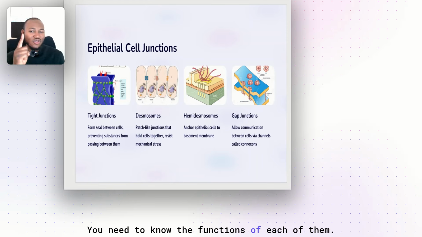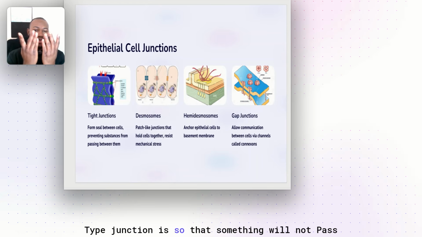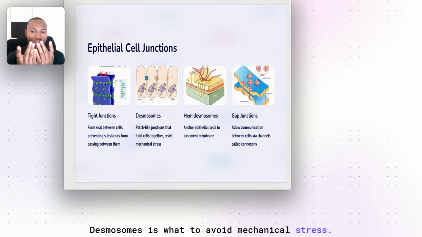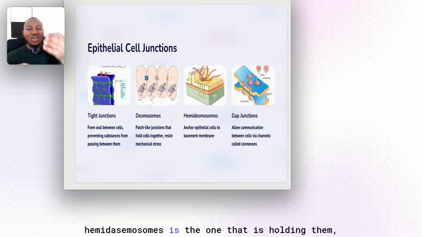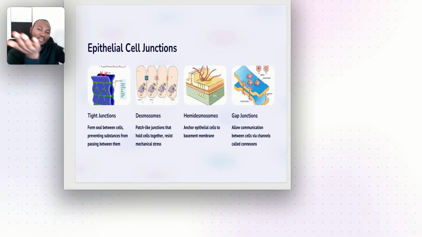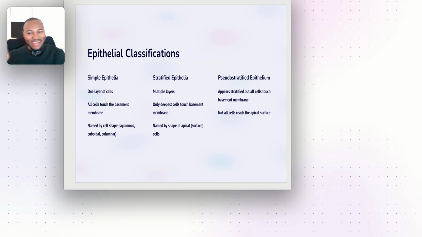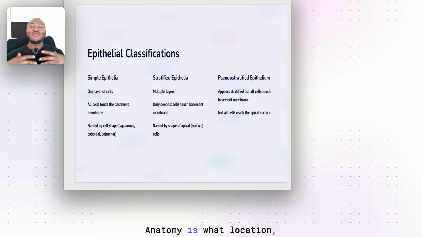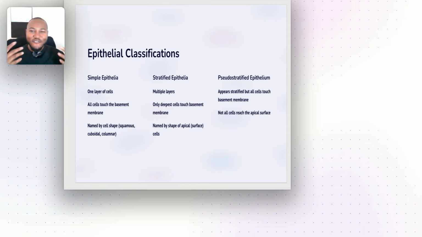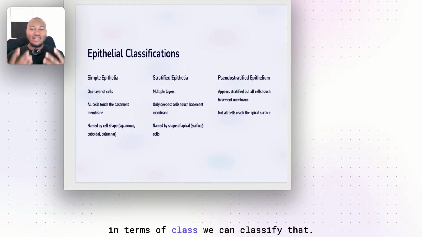You need to know the functions of each of them. Tight junction is so that nothing will pass in between. Gap junction is for them to communicate. Desmosomes are to resist mechanical stress. Now, hemidesmosomes are the ones holding it, like a gum, to the basement membrane so that it doesn't slide. Okay. I don't want to enter into pathology. Remember, this is anatomy. Anatomy is what? Location. And physiology is what? Function.